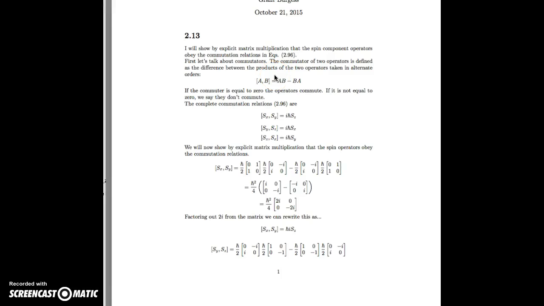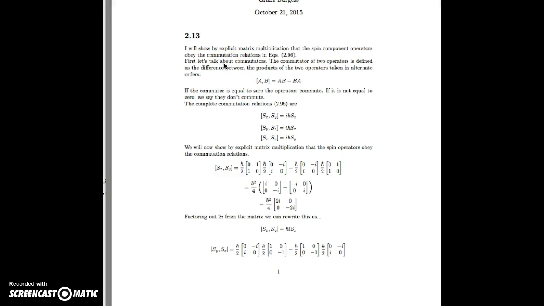For standard 2.3, I chose to do problem 2.13 from the book. It says, for a spin 1 system, show by explicit matrix calculation that the spin operators obey the commutation relations in equation 2.96.